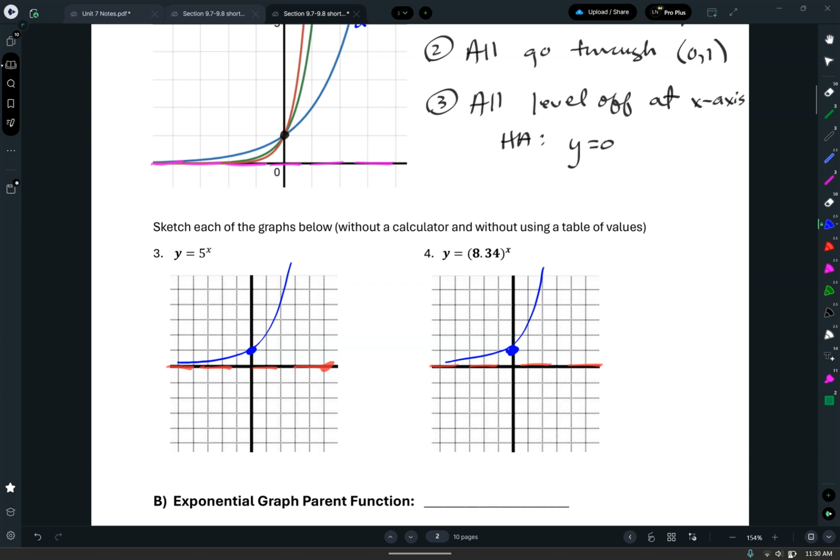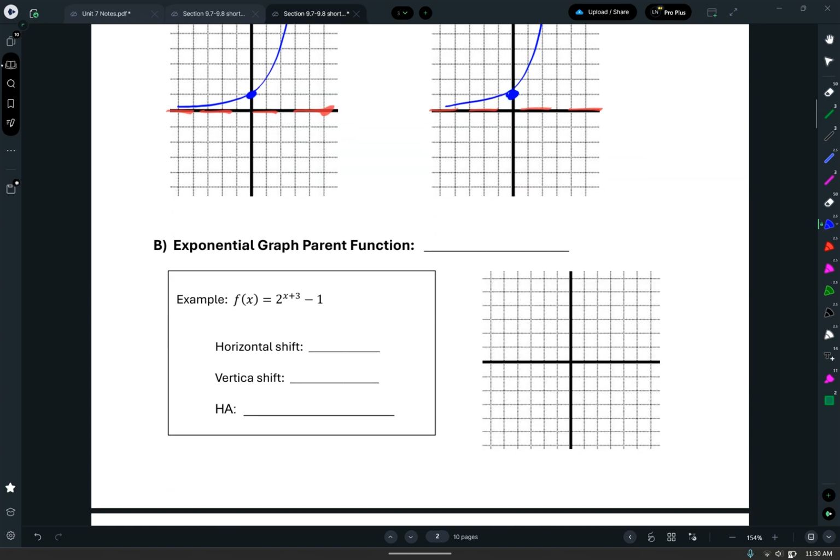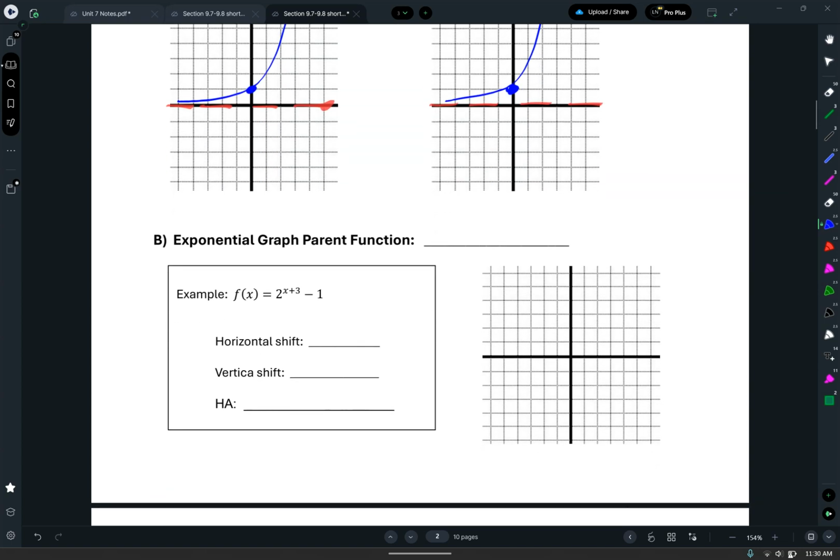So is that it? Is that all there is to know? It's just the basic parent function? Okay, well, that's the parent function. So what might we do with these functions? Well, what did we do with all of the other parent functions? Didn't we move them up or down or left or right or flip them around? So let's kind of generalize.